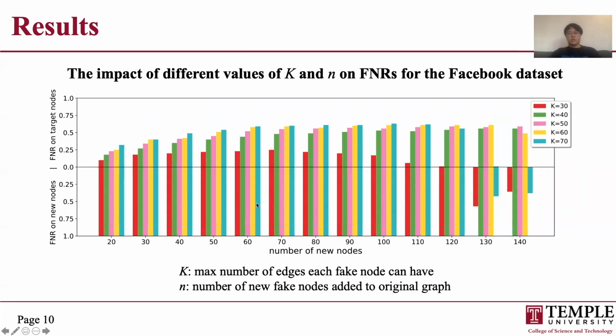This slide shows the impact of K and N on the Facebook dataset. Although almost all false negative rates on fake nodes are 100%, the false negative rate on the target nodes is only about 15%. This is because the Facebook dataset is much denser than the Enron dataset. Note that the attacker does not modify the existing connections in the original graph, which means it's much more difficult for the attacker to affect the target node under the strong influence from the original neighbors of the target node.